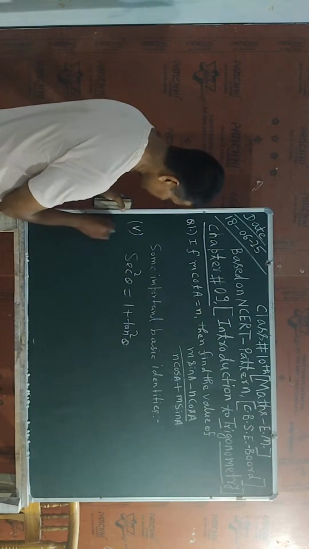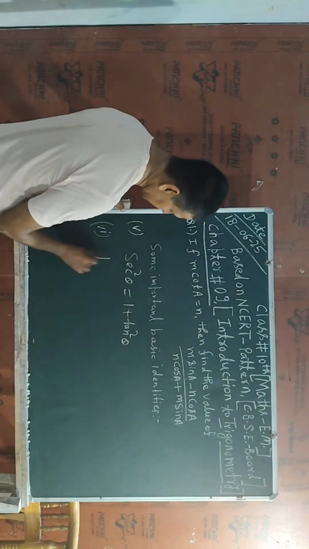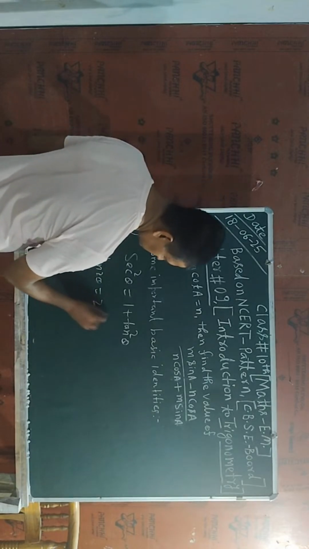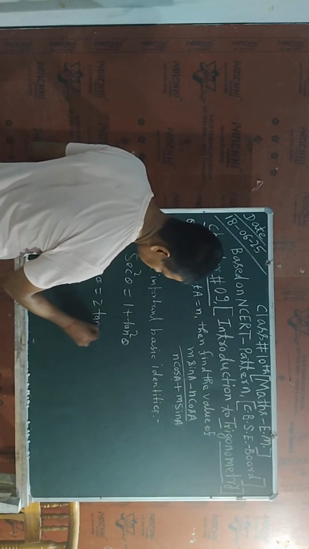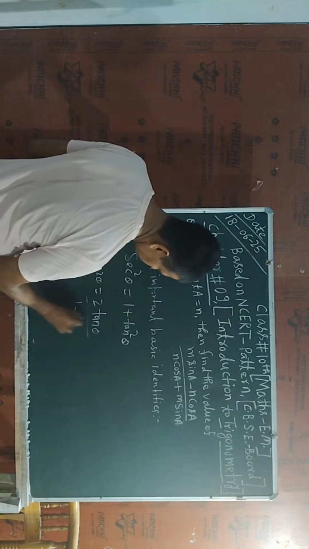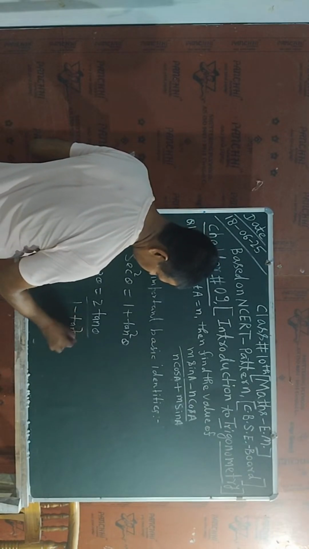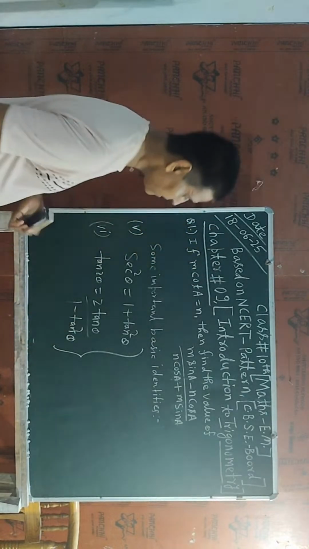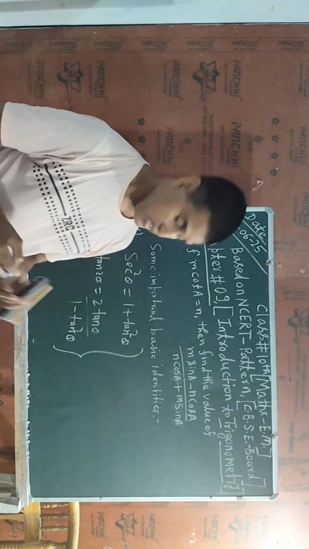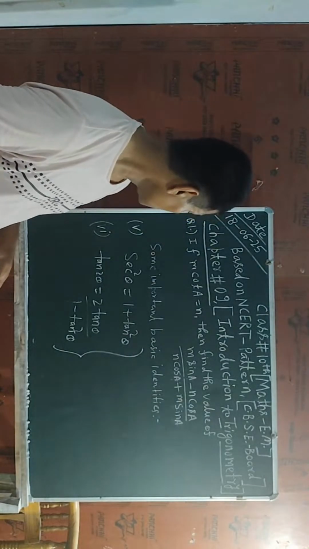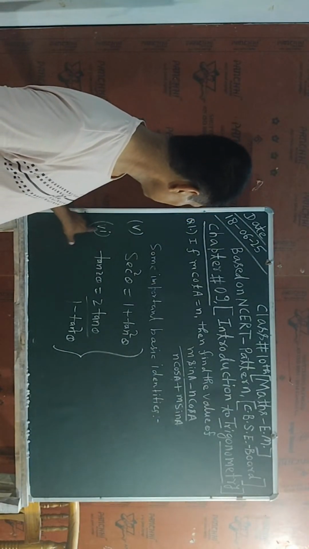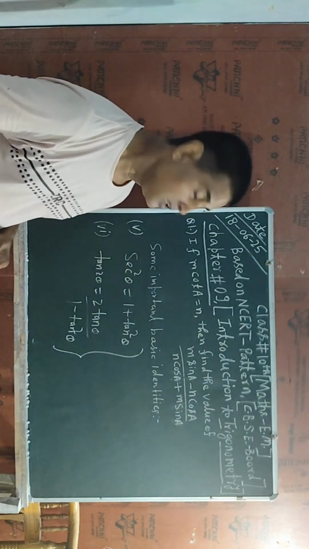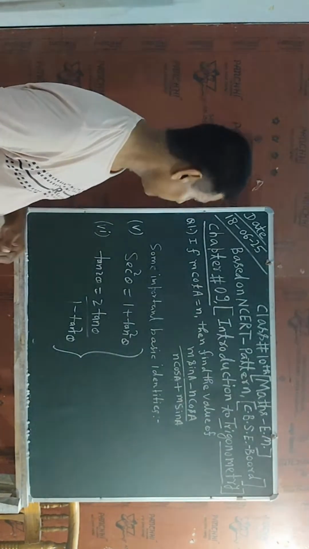Now another identity: tan 2 theta is equal to 2 tan theta divided by 1 minus tan square theta. So this identity you will have to remember positively for solving a big question. These are the basic identities, and you have to know them to solve the questions which are written on the blackboard.